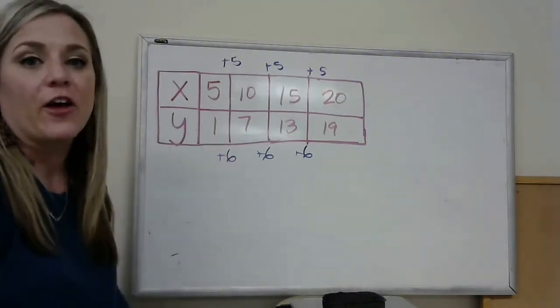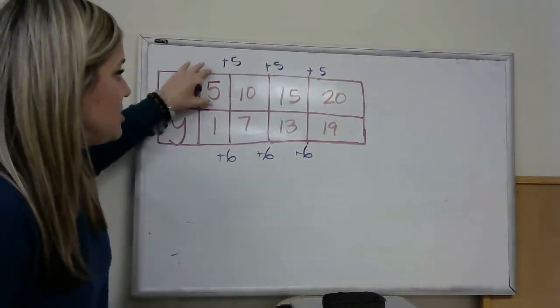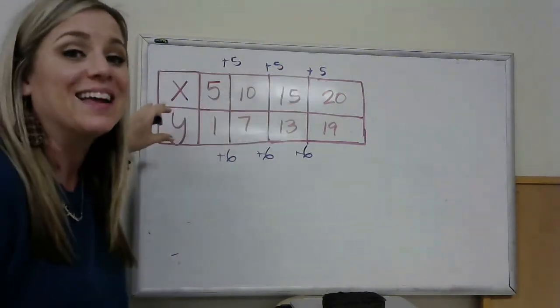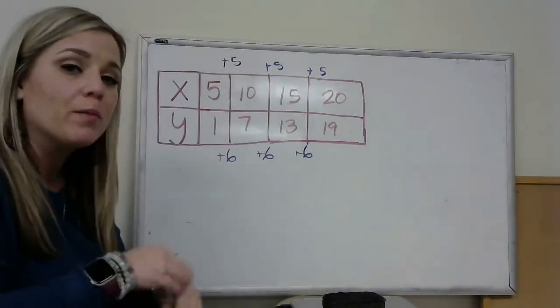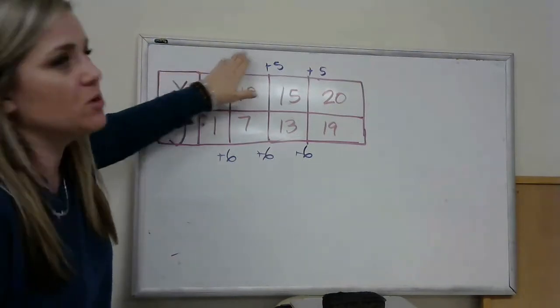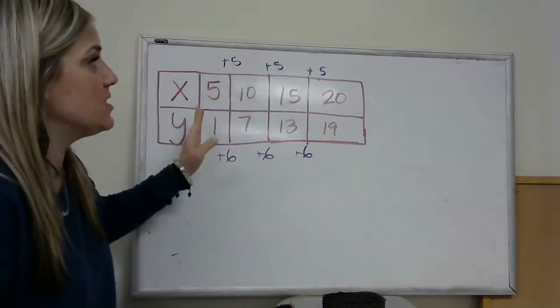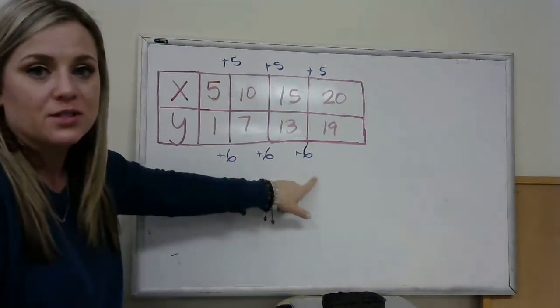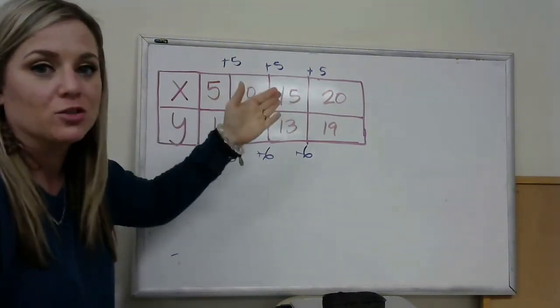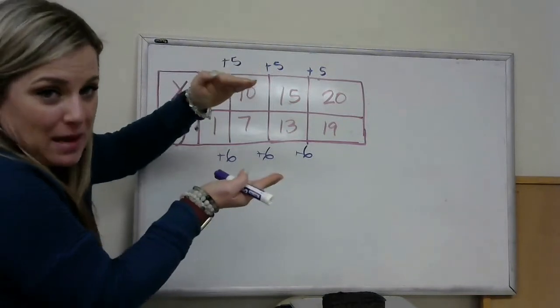This is considered a linear relationship because it's changing by the same amount on the top and the same amount on the bottom. Just remember, it doesn't have to be changing by 5 on the top. Oh, so it has to be changing by 5 on the bottom? No, it just has to be changing the same amount on the bottom and the same amount on top. It doesn't have to be the same on top and bottom.